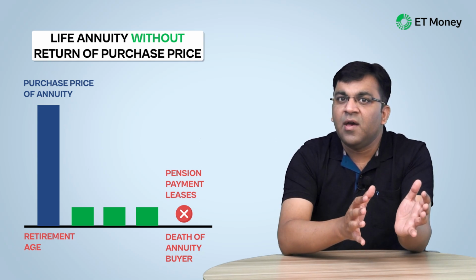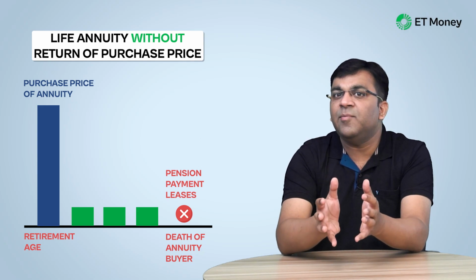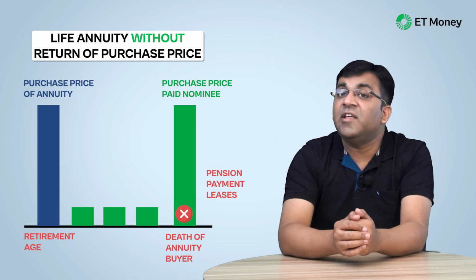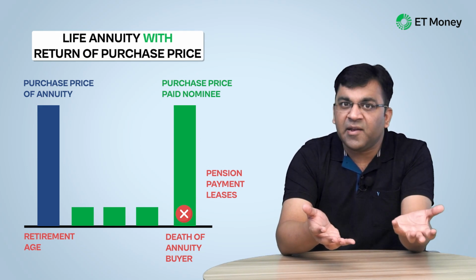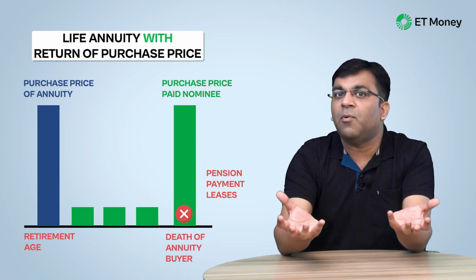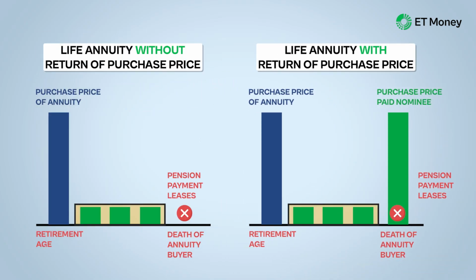is shown in blue, while the green bars represent the pension that is paid by the annuity provider until the death of the subscriber. And in the case of life annuity with ROP, there are two inflows, the first being the monthly pension and the second being the purchase price that is given to the nominee upon the death of the annuity buyer. Now what's important to note here is that the monthly pension that the annuity buyer receives depends on the plan that one chooses.